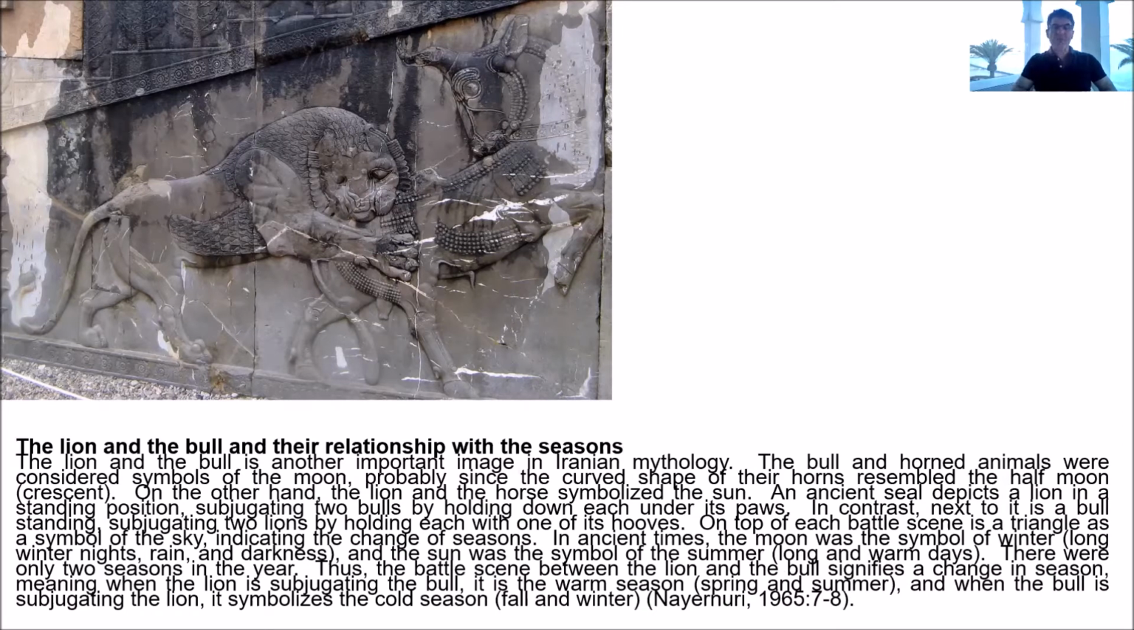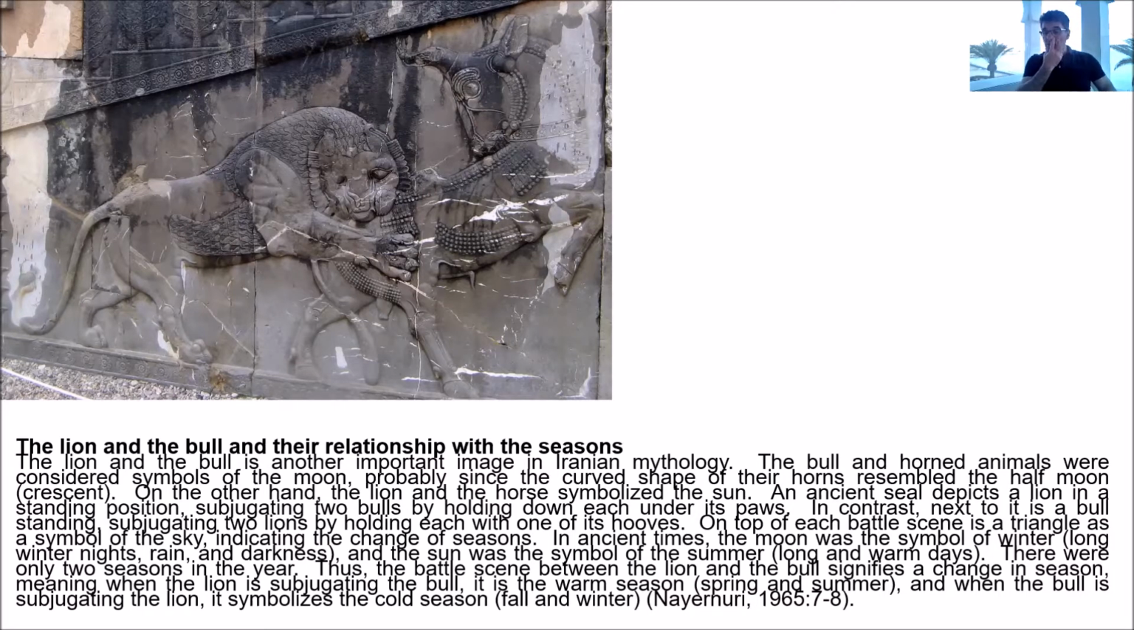The lion, the bull, and the relationship with the seasons. As you can see here in Persepolis, you see a lion attacking the bull and subjugating it. The lion and the bull is another important image in Iranian mythology. The bull and the horned animals were considered symbols of the moon, probably since the curved shape of the horns resembled the half-moon crescent. On the other hand, the lion and the horse symbolized the sun.